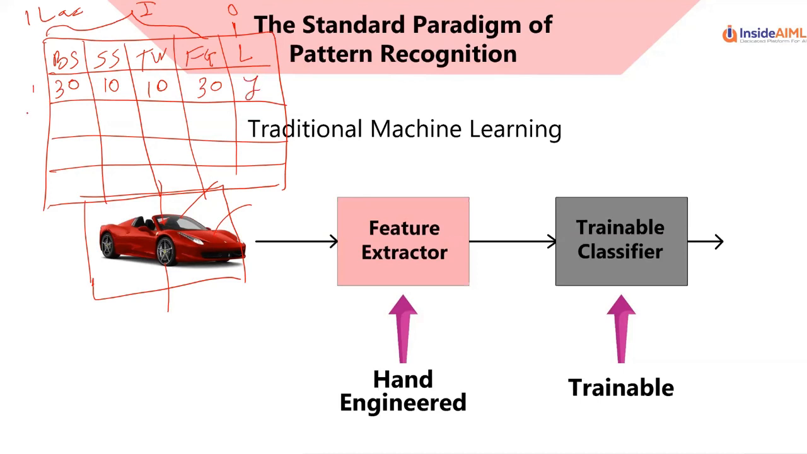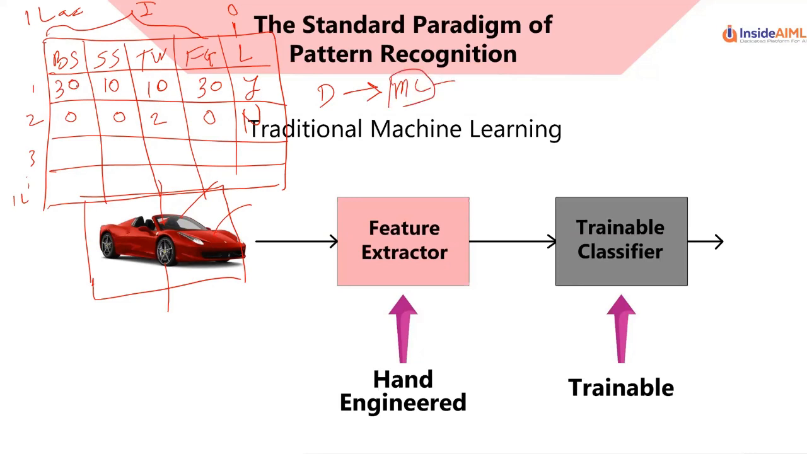Okay, there is another example where bonnet size 0, steering size 0, tire width 2 centimeter, front glass 0. It is not a car. Okay. So like that, you have 1 lakh different records. Now what you will do, you have this data. You will pass this data to the machine learning models. Models will learn from this data.